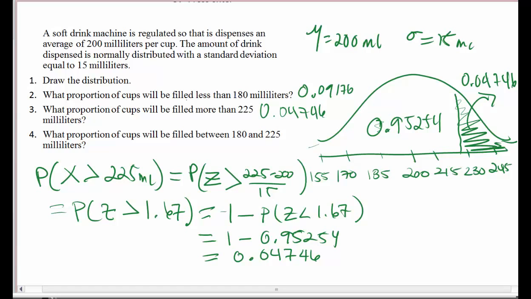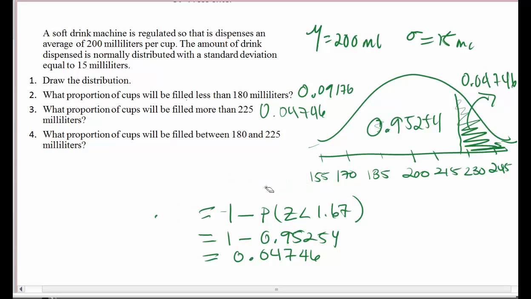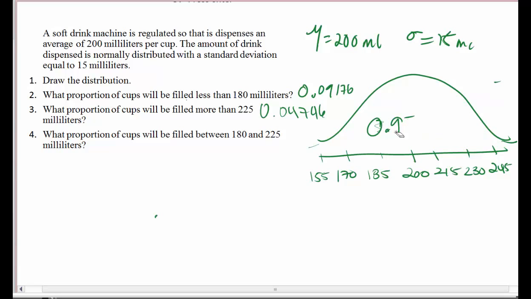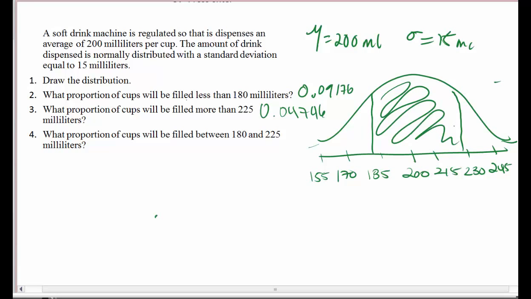So for our very last problem, we want to find the number of cups, or the likelihood that the fill is between two numbers. So for that one, we want to find what proportion of cups will be filled between 180 and 225. So we want to shade in this region. And to find that, we will first write it in notation.